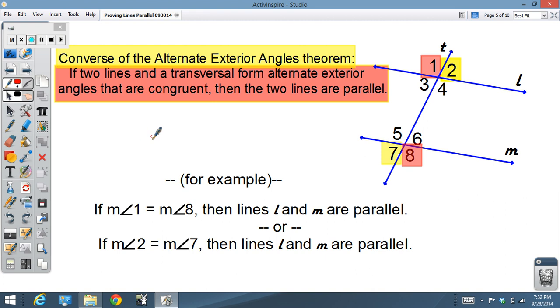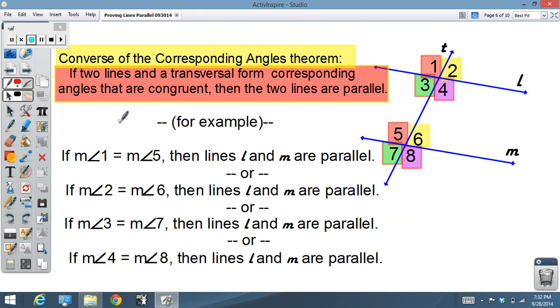Next, the converse of the alternate exterior angles theorem. If two lines and a transversal form alternate exterior angles that are congruent, the two lines must be parallel. You guys getting the pattern here? Working backwards, everything we learned yesterday, true converses. And then finally, the converse of the corresponding angles theorem. If corresponding angles are congruent and they're formed out of two lines and a transversal, if those angles, like 1 and 5, 4 and 8, 2 and 6, 3 and 7, if any of those pairs prove to be congruent, the lines must be parallel.